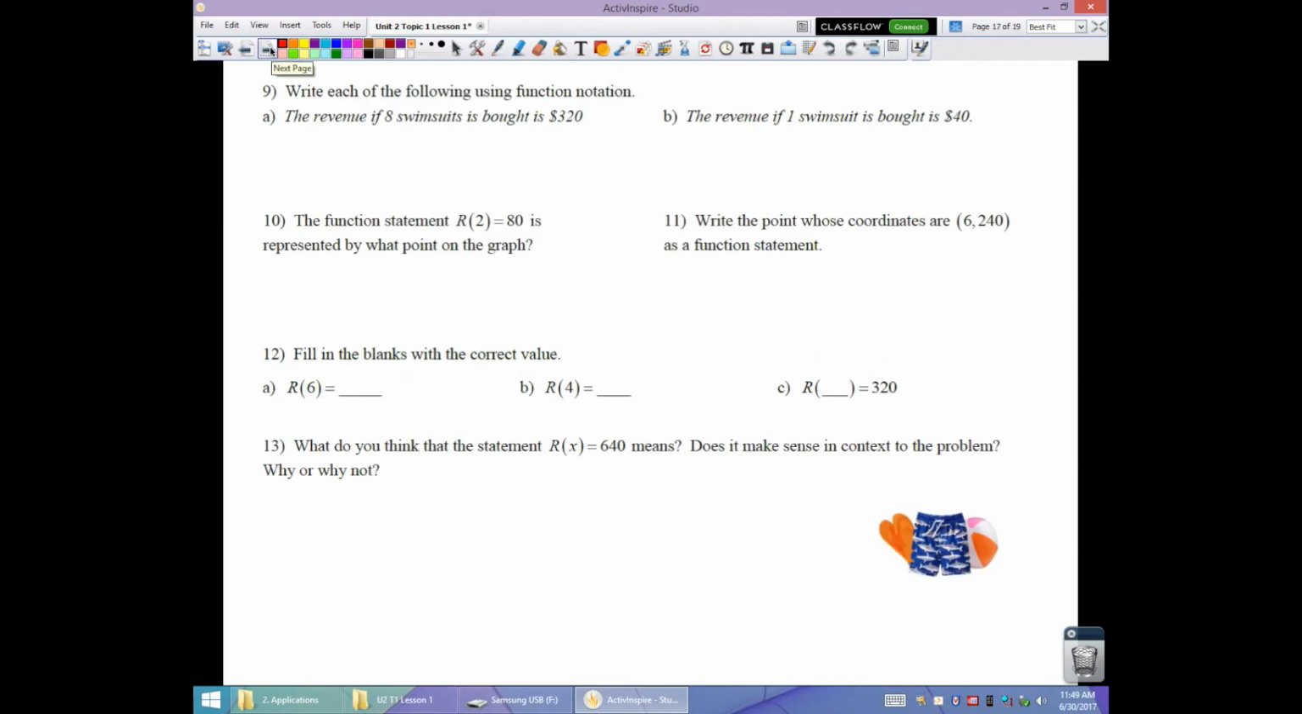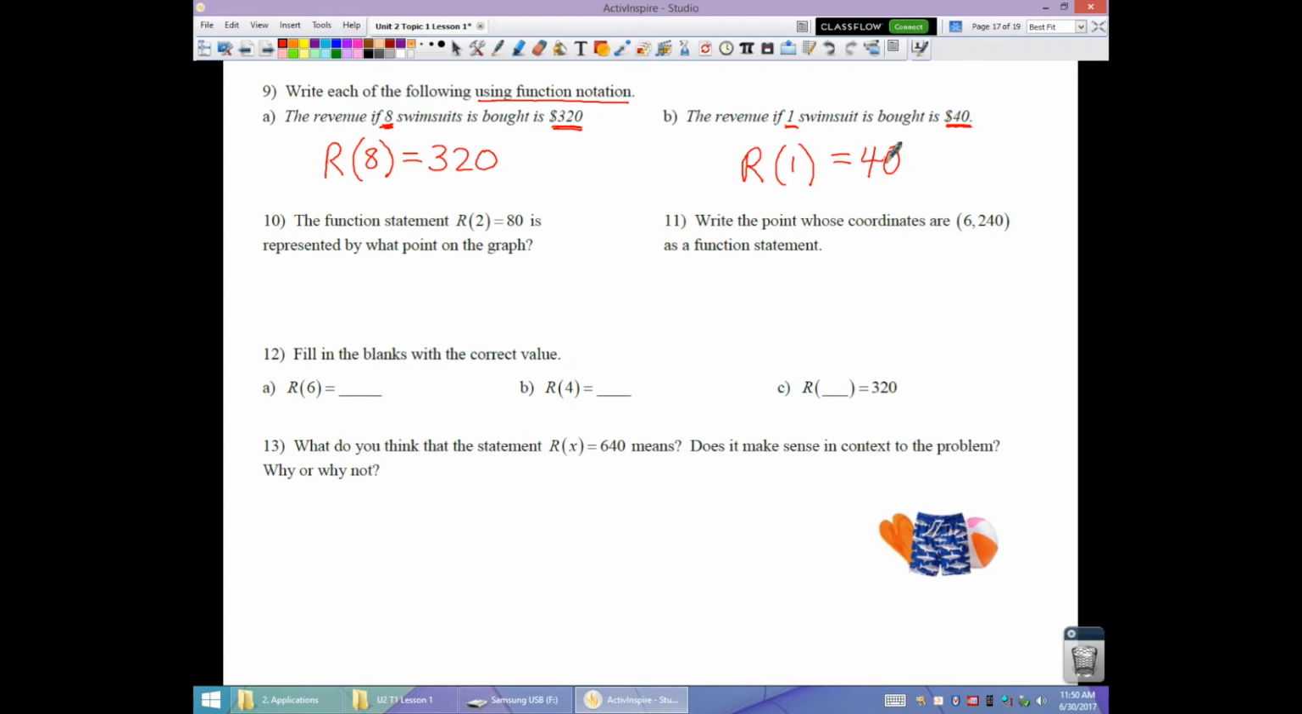Number 9, we're going to reverse that. Given statements in words, let's write them in function notation. So if the revenue of 8 swimsuits is $320, that is represented by R of 8 equals 320, which again is just another way to write the point (8, 320). Okay. The revenue if 1 swimsuit is bought is $40, so that means R of 1 equals 40.